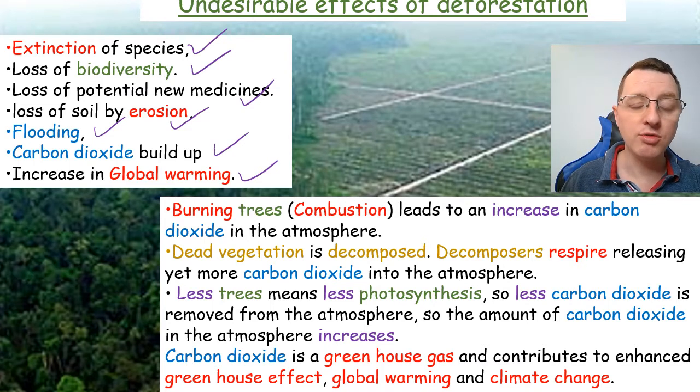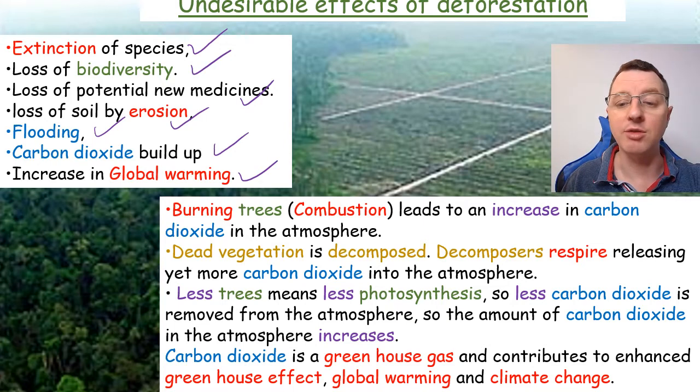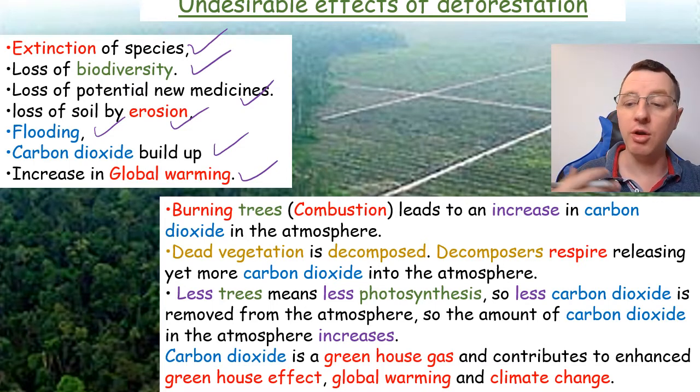When you destroy a forest, that means there's less trees, and less trees means less photosynthesis, so less carbon dioxide is removed from the atmosphere, so the amount of carbon dioxide in the atmosphere increases. Now, carbon dioxide is a greenhouse gas, and it contributes to the enhanced greenhouse effect, global warming and climate change. So not only do you end up with a loss of biodiversity and damage to the local environment, but this will also have an effect on the global environment through global warming and climate change.